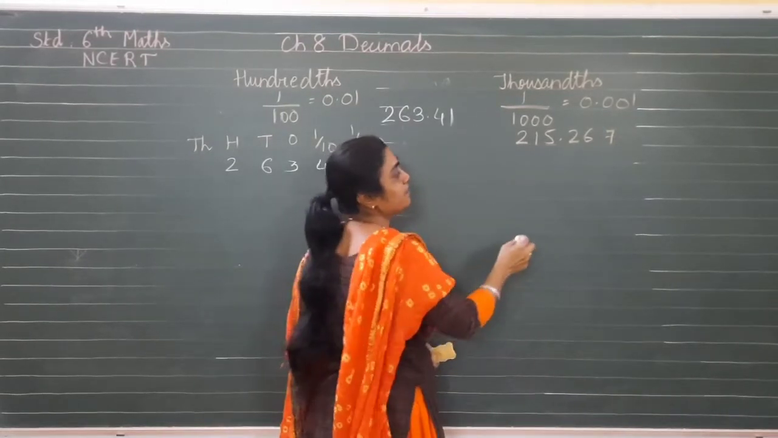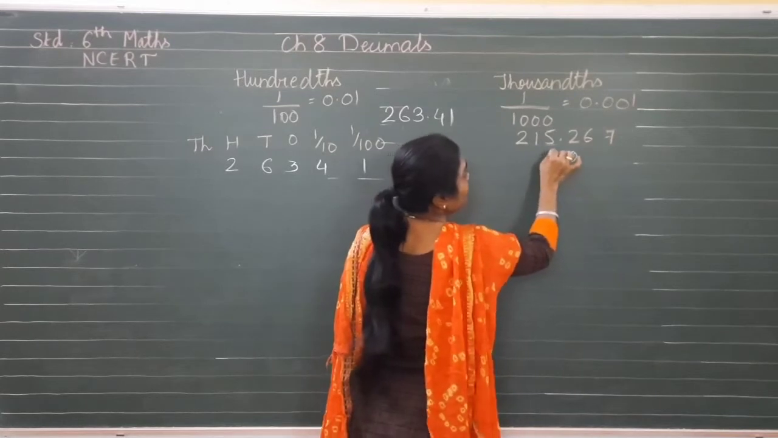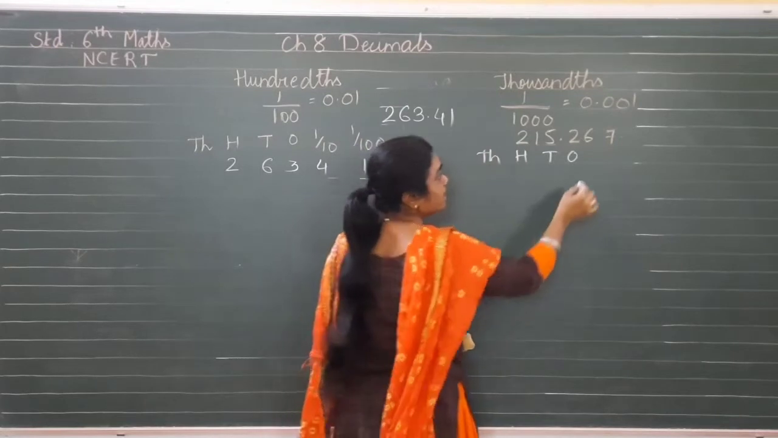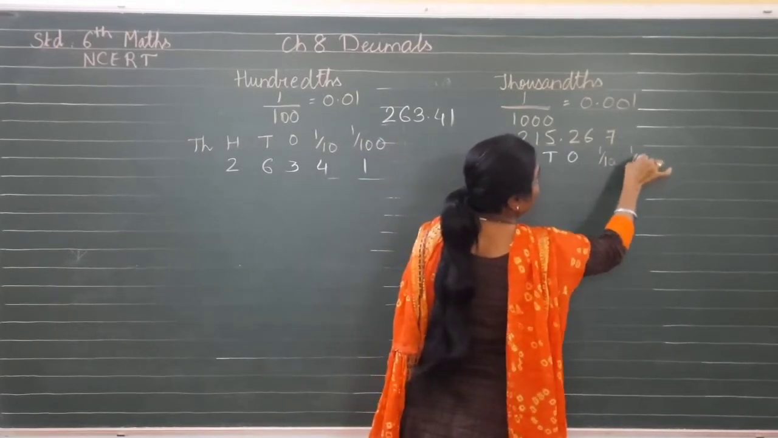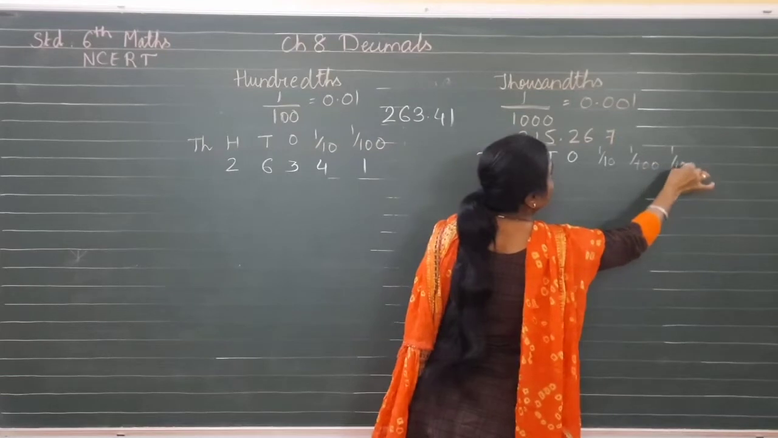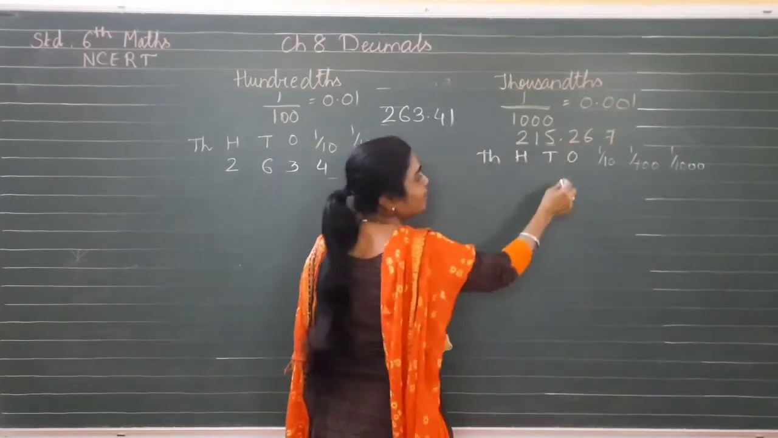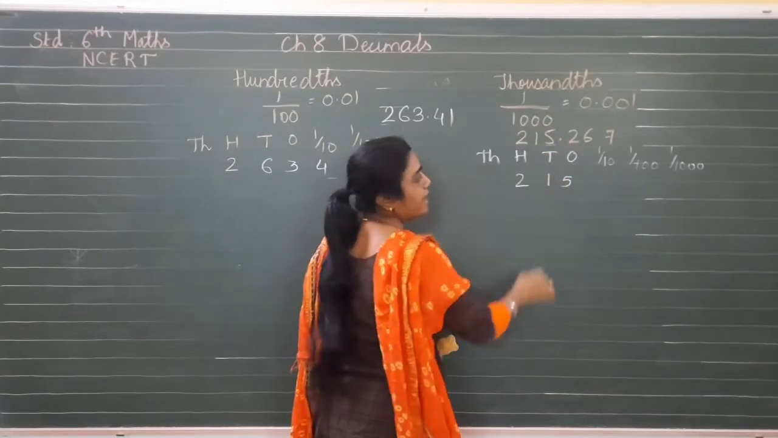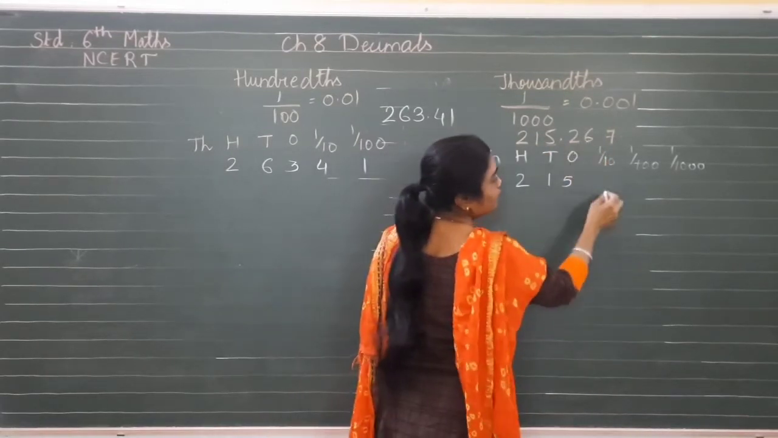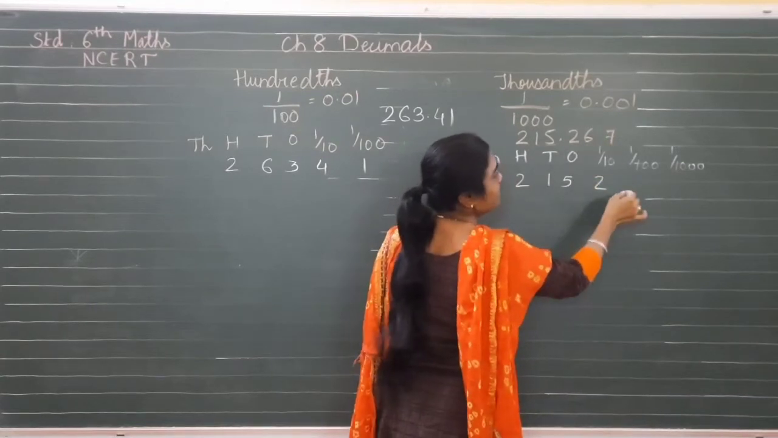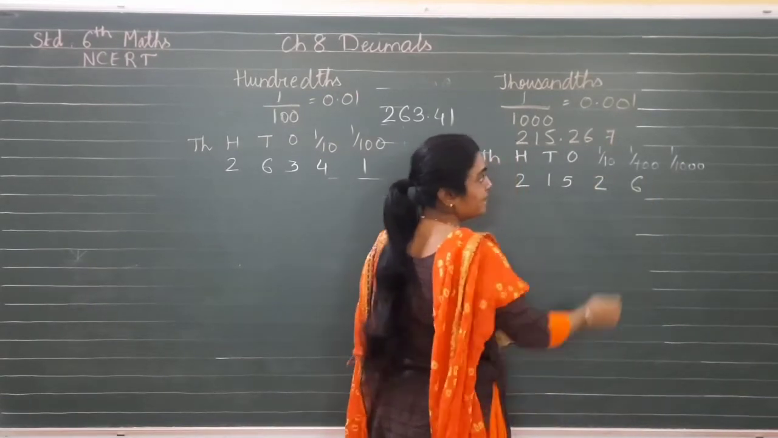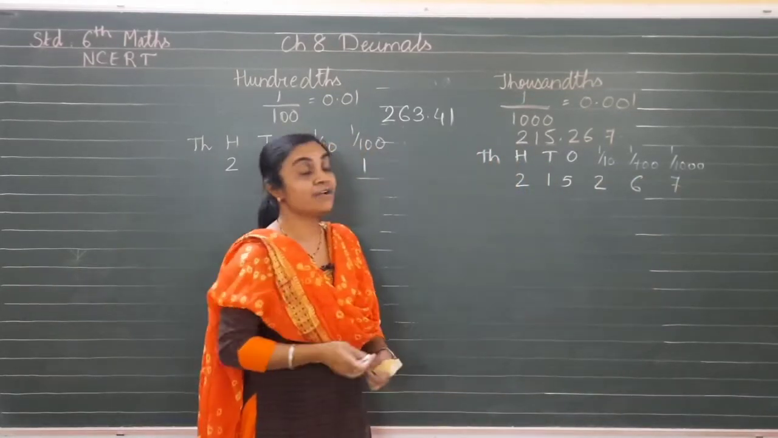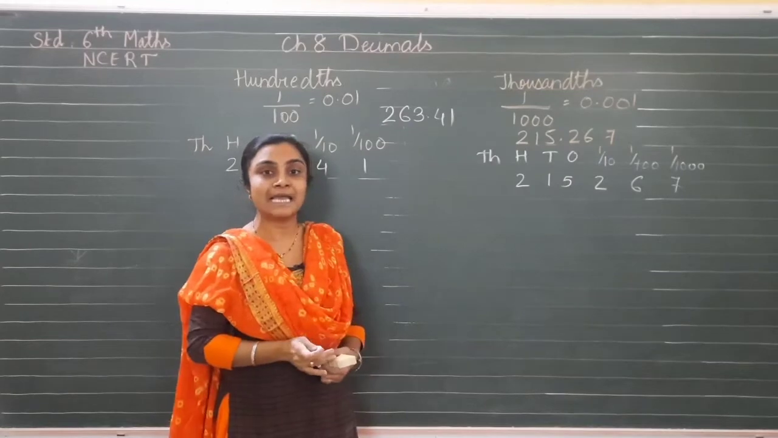Now let us place this on the place value chart: ones, tens, hundreds and thousands. Here it will be 1 upon 10, 1 upon 100 and 1 upon 1000. Now 5 will be at the ones place, 1 will be at the tens place, and 2 will be at the hundreds place. Now after the decimal, 2 will be at the 1 upon 10 place, 6 will be at the 1 upon 100 place, and 7 will be at the 1 upon 1000 place. So this way we have seen the place values of hundredths and thousandths.